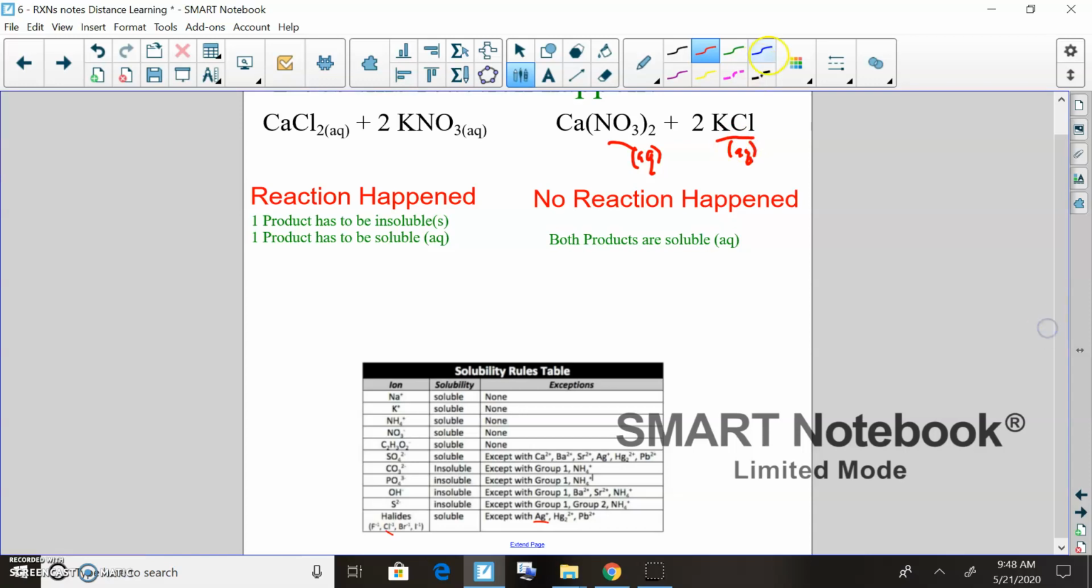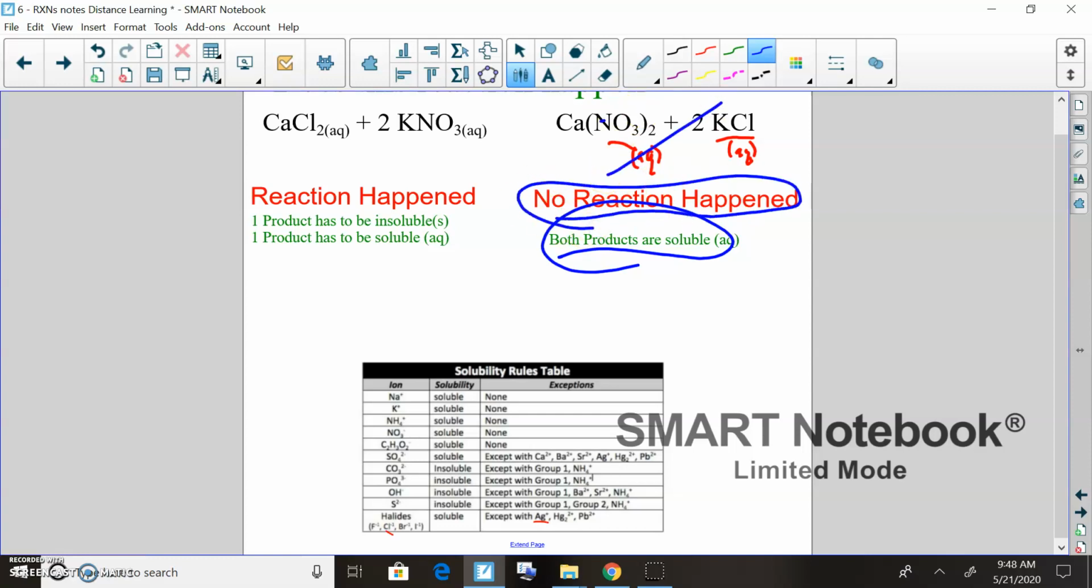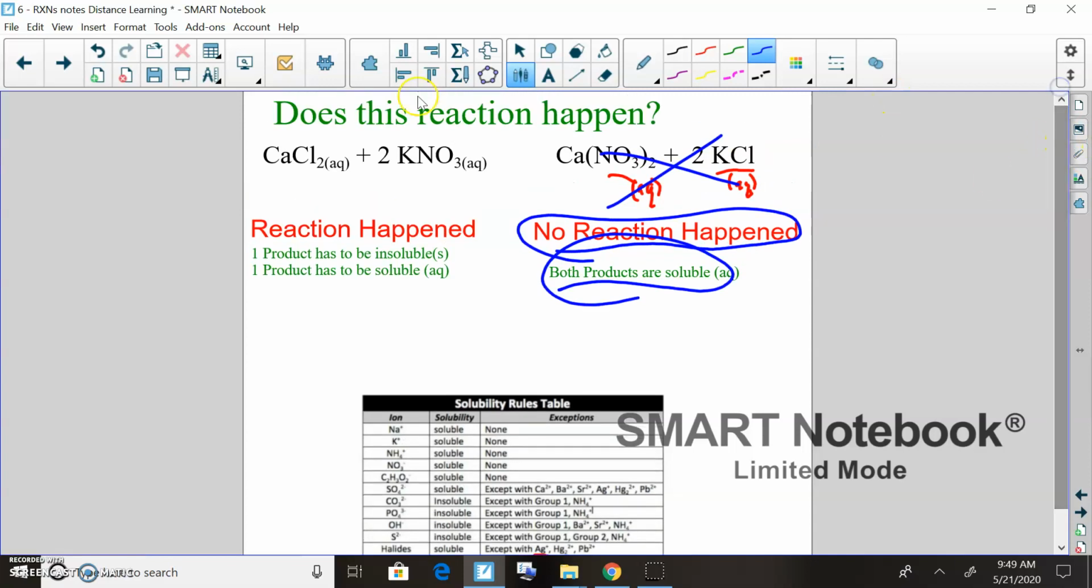All right, so you have two aqueous solutions. Both of them are soluble, aq. That means the reaction did not happen. So no reaction happened. It's just like adding water to water. You're not going to get a solid.